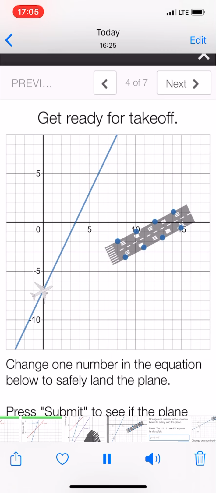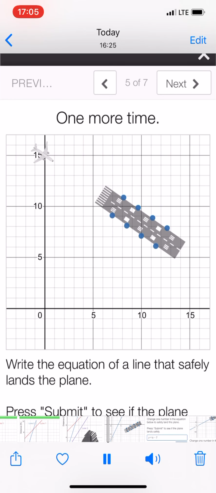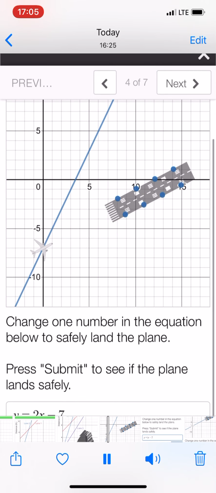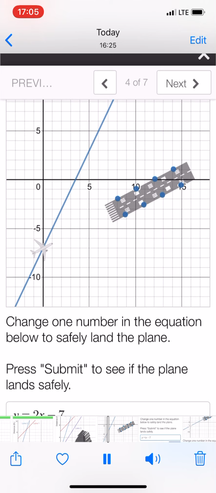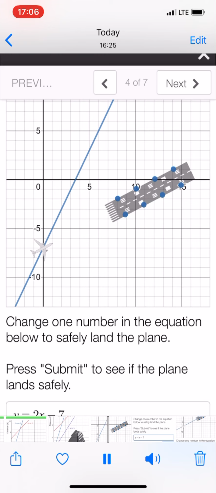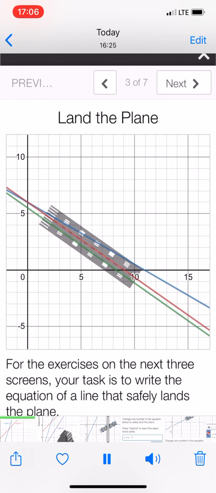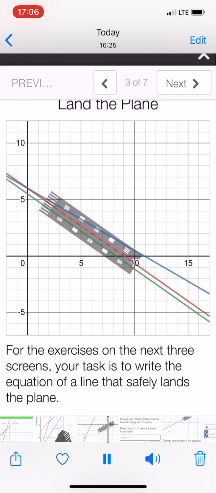Now, landing a plane is an interesting idea. It's just kind of intriguing. It's engaging. It's much more magnetic to our mind than just looking at a graph and at a point slope equation. All right. So I don't have any problem with this plane being at 0, -7, but I do have a problem with that flight path. That flight path means that he is going to miss the runway completely, and I hope he has enough fuel on board to circle back around. So for these exercises on the next 3 screens, your task is to write the equation of a line that safely lands the plane.